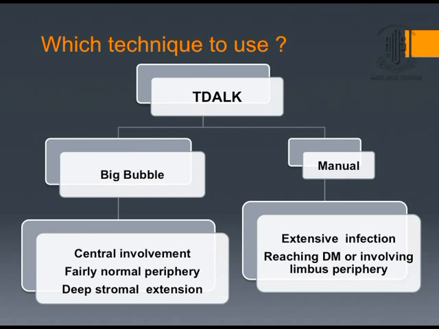When there is central involvement with a fairly normal periphery and deep stromal extension, a big bubble technique can be used. But the big bubble should not be injected with great force because these layers are already edematous, and a big bubble may cause rupture of the Descemet's membrane if a great amount of force is used. Manual is more predictable, and even if it is an extensive infection which reaches the Descemet's membrane or involves the limbus periphery, the manual technique gives you better control.